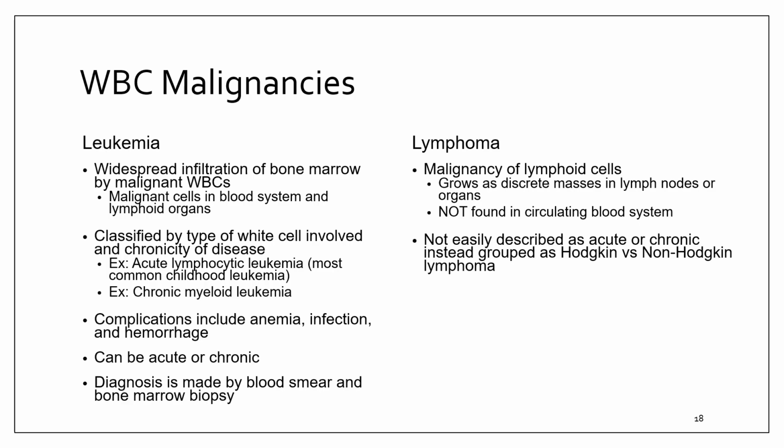Okay. Now, let's move on to lymphoma. Lymphoma is very different. Lymphoma is a malignancy of lymphoid cells that forms discrete masses. Key phrase, discrete masses. Okay. Where does lymphoma live? Well, it primarily lives in lymph nodes, the spleen, the tonsils, or extranodal tissues. Okay. Importantly, not initially found in circulating blood.